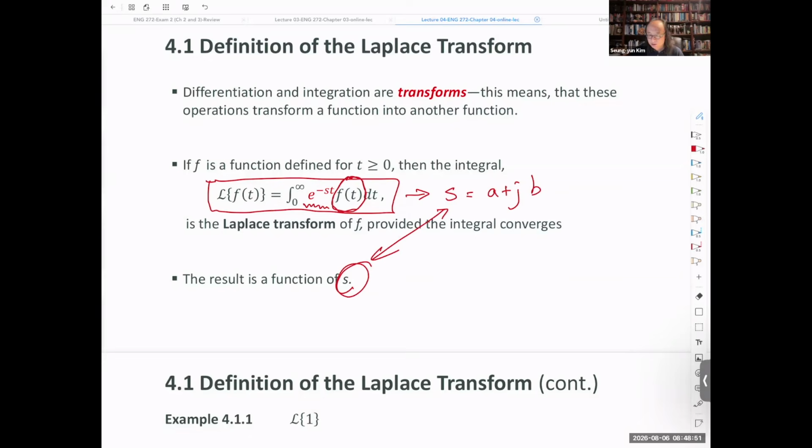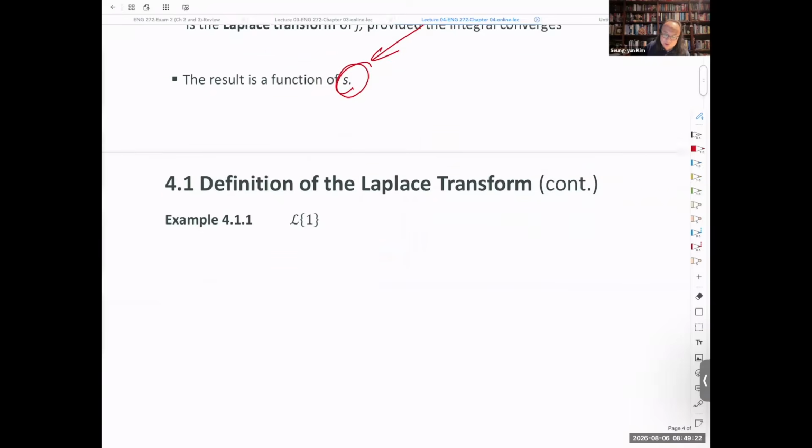We don't have to worry too much about this in this class. Just in case you were wondering what the S is, S equals a plus jb, the complex domain, and that's all you need to know in this class. We are not going to even expand this S into a plus jb, but you will in future classes.